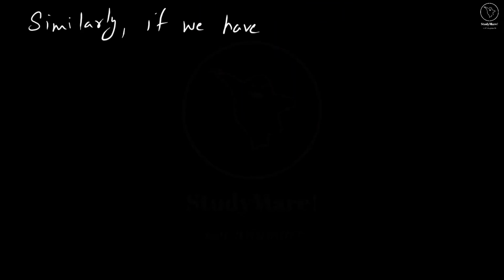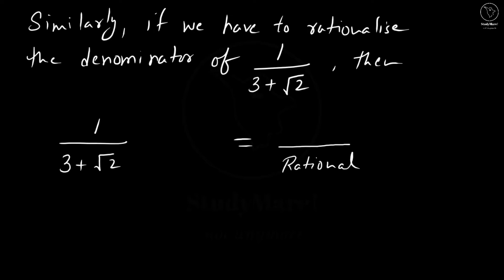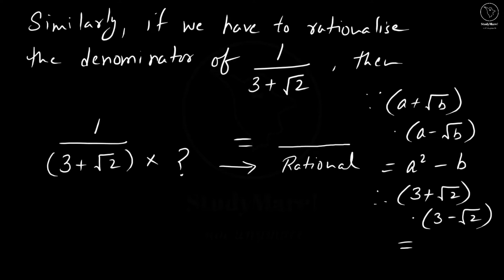Similarly, if we have to rationalize the denominator of 1 by 3 plus root 2, then 1 by 3 plus root 2 should get us a fraction with a rational number in its denominator. So, what shall we multiply with 3 plus root 2 to get it free from the radical sign? Remember the identity? a plus root b into a minus root b is equal to a square minus b. Thus, 3 plus root 2 into 3 minus root 2 is equal to 9 minus 2 is equal to 7.